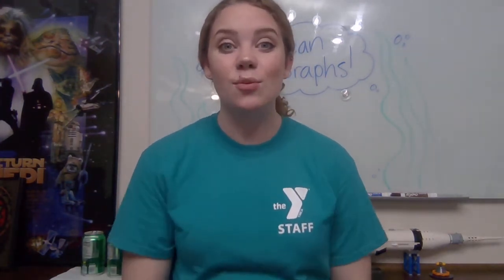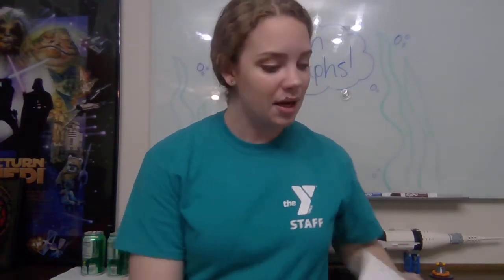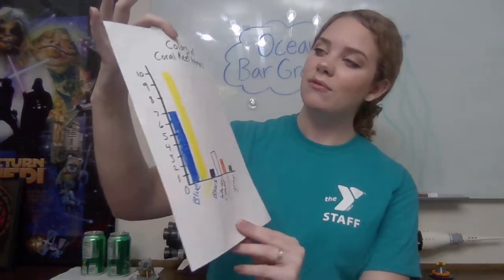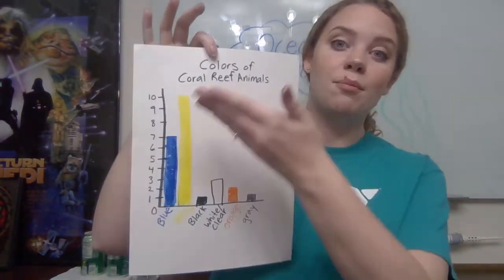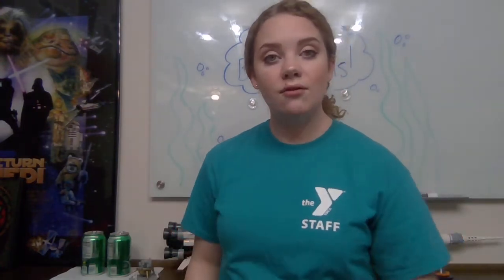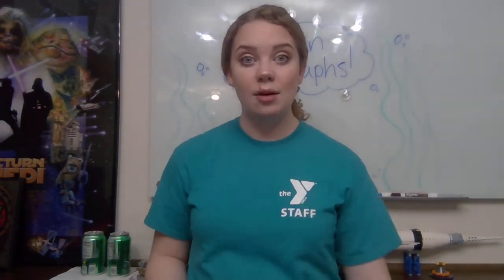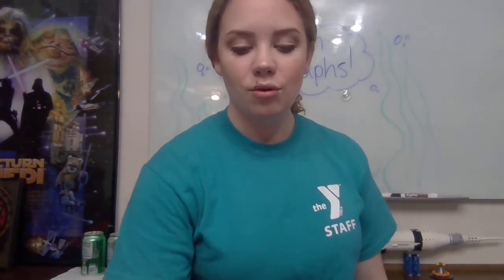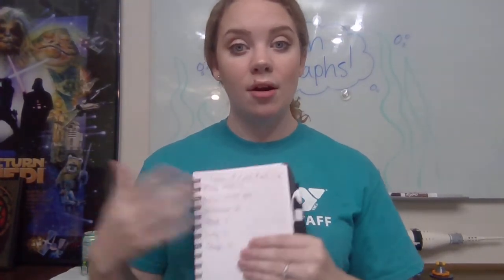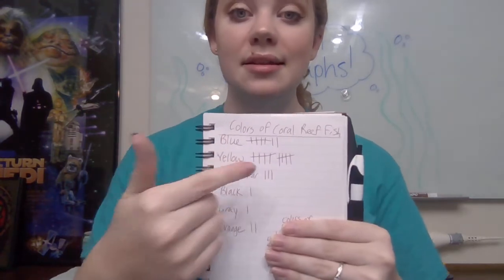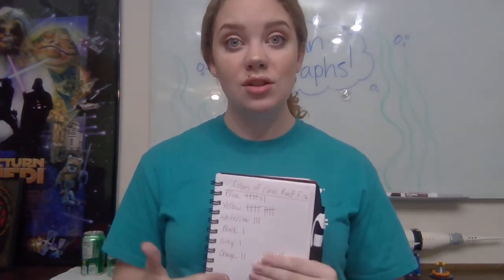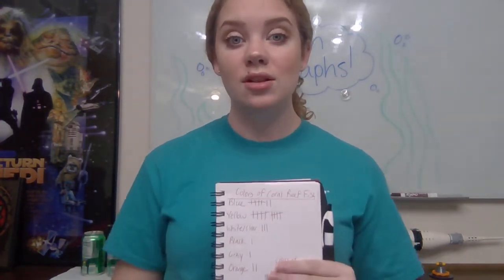So this is what we are going to be making. Here's my example of the coral reef video that we'll be watching. This is the bar graph we are going to be making. When you're watching the video in the description down below, you're going to grab a notebook piece of paper, and you're going to make tallies of how many times you see different animals with different colors.